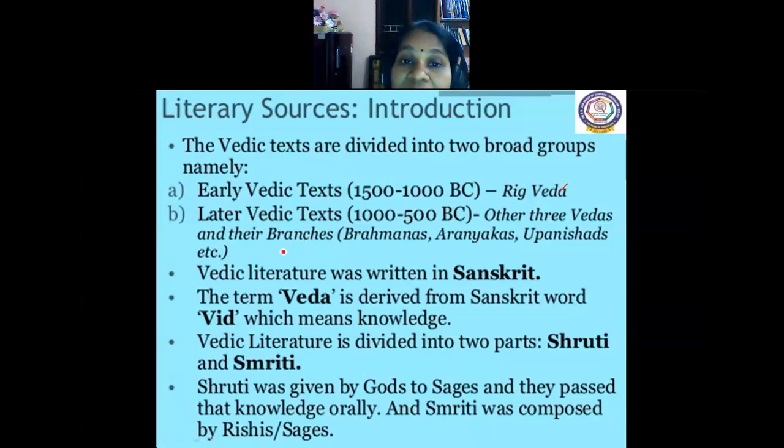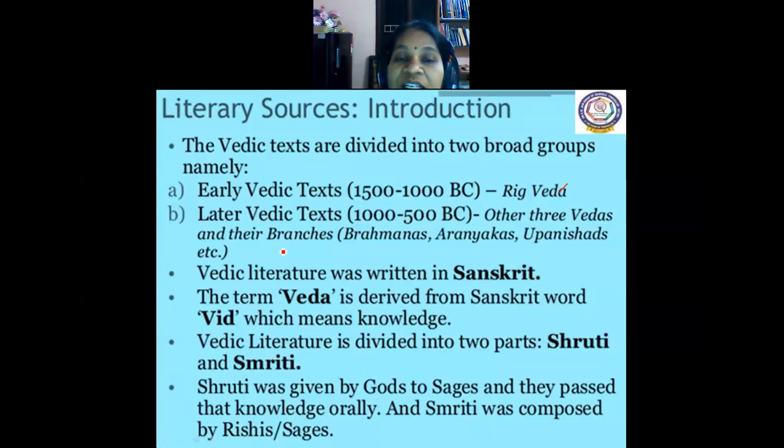In our school also, we are learning Sanskrit, no? Sanskrit period is there, no? The term Veda is derived from Sanskrit only. Veda comes from Vid, which means knowledge.